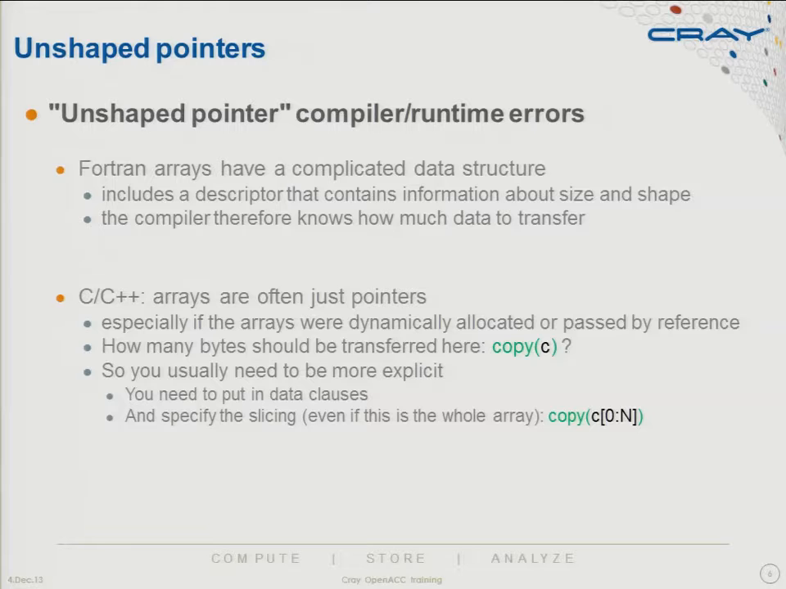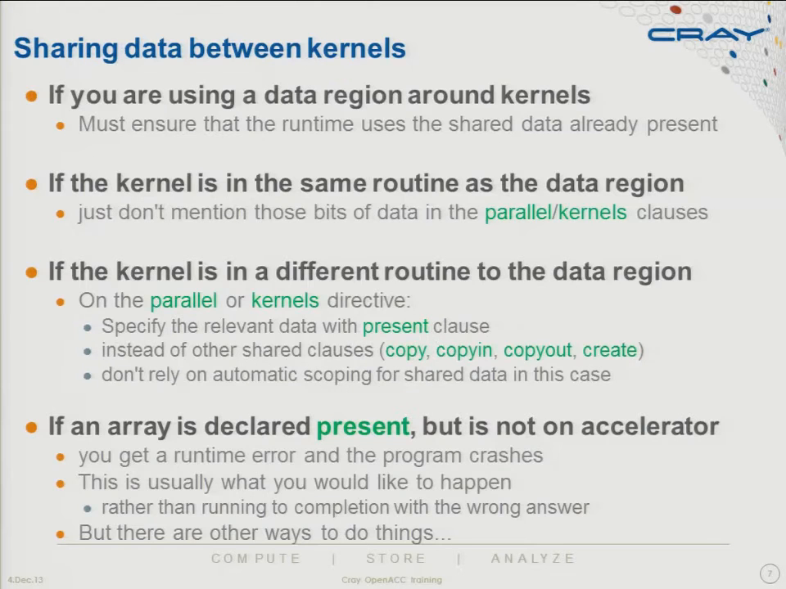It doesn't know. So in C and C++, if you're using dynamically allocated arrays or arrays passed by reference, you will often need to specify the data movements explicitly, and you will need to specify the slice, even if it's the whole array, just because the compiler's got no other way of knowing how much data you plan to move. In Fortran, it's different, because an array is not just a pointer. It's actually this array descriptor, which contains all sorts of information about the shape and the size of the array. And so the compiler can hook into that information to work this out for itself. But in C, you often have to be explicit. So if you hit these errors, that's what you need to do.